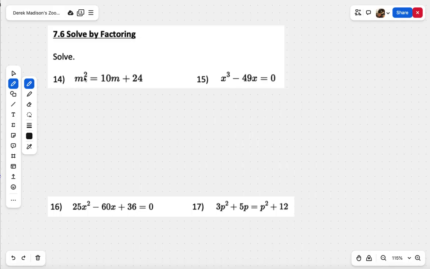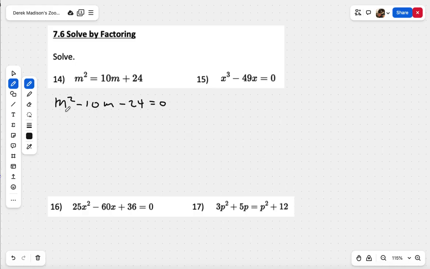Our first step, using factoring as a method for solving, is we want to get everything over to one side and get it equal to 0. So kind of how this one looks. For this one right here, I'll subtract over the 10m, and I'll subtract over the 24, and that's going to give me m squared minus 10m minus 24 equals 0. And this is what's called standard form.